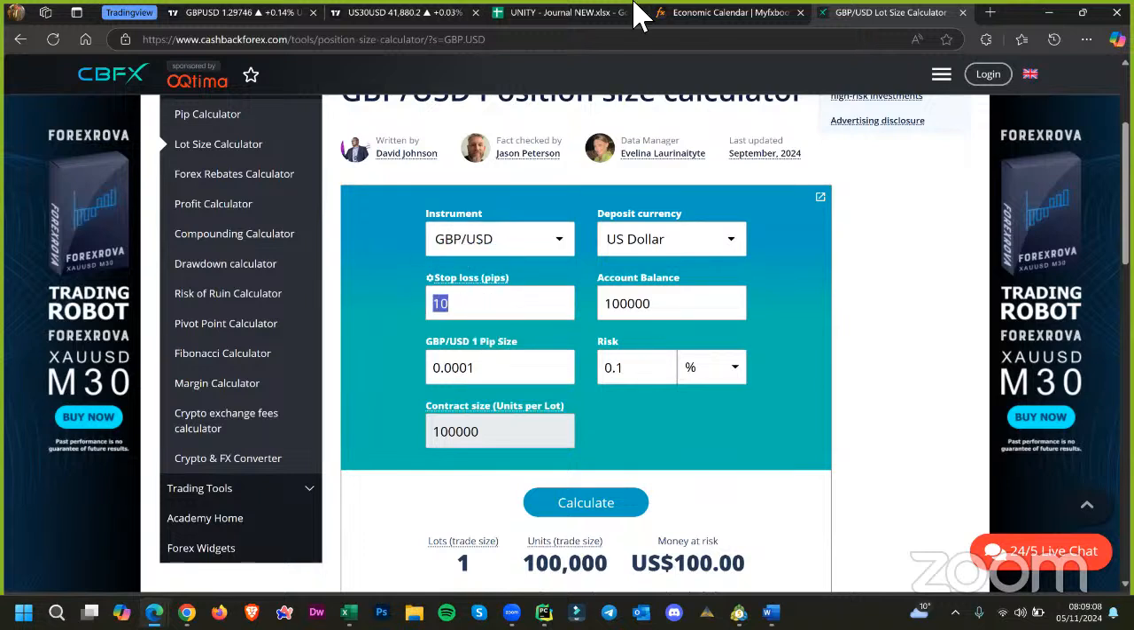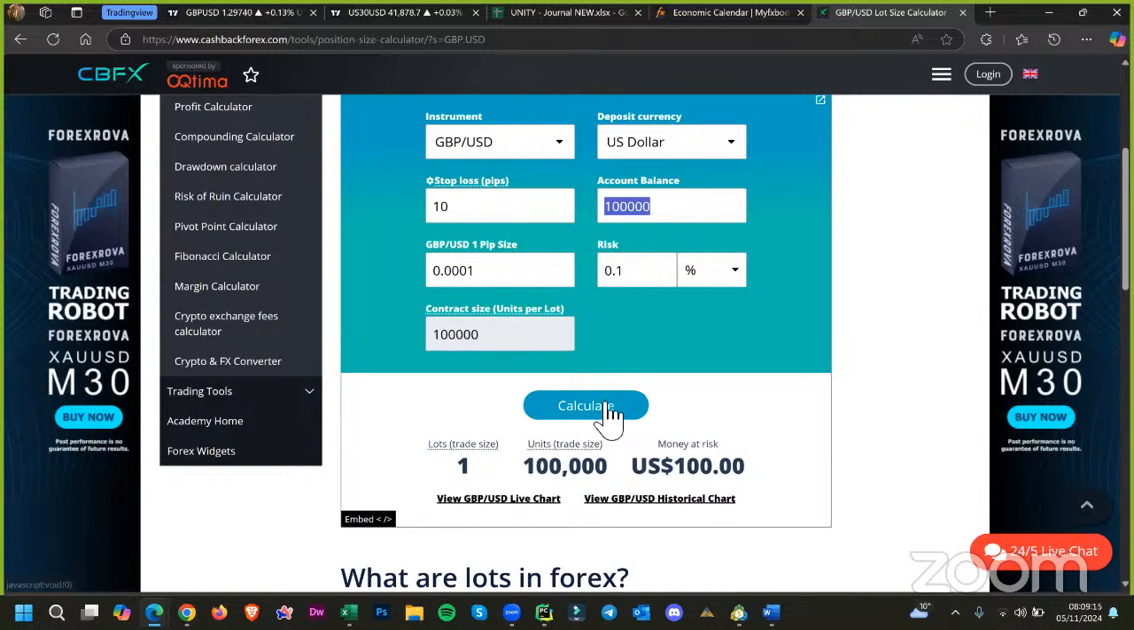So if it was 10 pips, and I only wanted to risk $100, which is 0.1% risk of my 100K account, when I hit calculate, it comes out with a lot size of 1. So one lot over the duration of 10 pips. If the price goes 10 pips against me, I'd lose $100. If that stop loss was 20 pips and I hit calculate, I'd have to be half that size, 0.5, still risking the same amount.